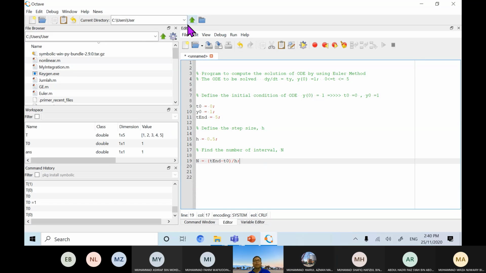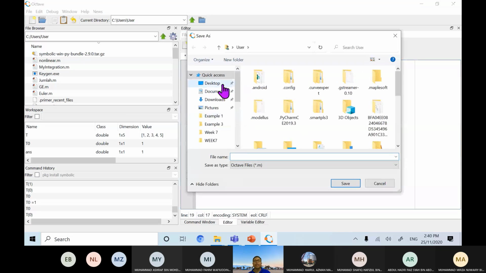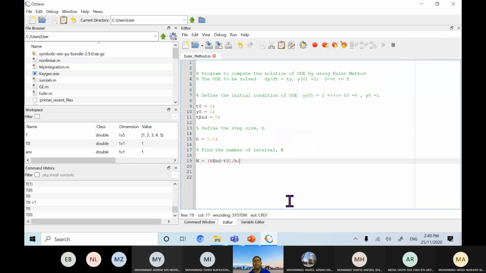Boleh? Boleh. Okay, saya save dululah macam biasa sebab saya takut hilang ni. Saya save in my desktop, katalah ini Euler Method. Okay, Euler Method. Just run to see what will happen. So saya buka ni sebab saya nak tengok effect dia. See what will happen.